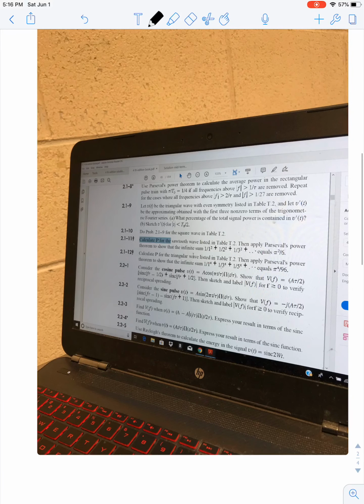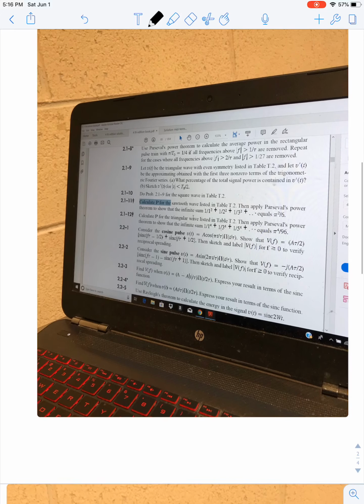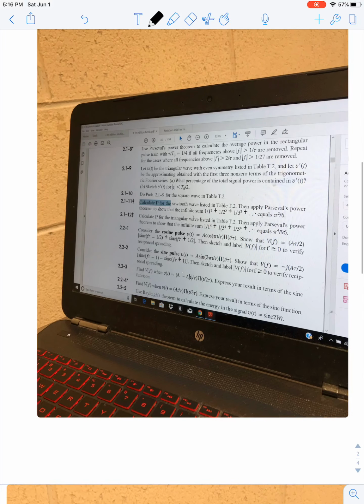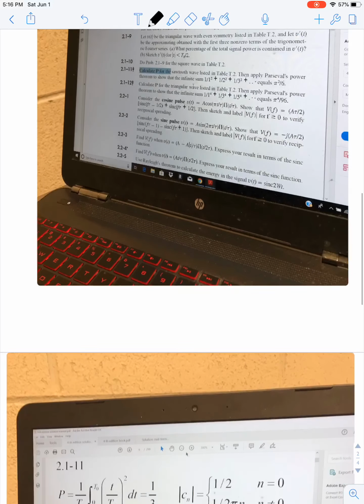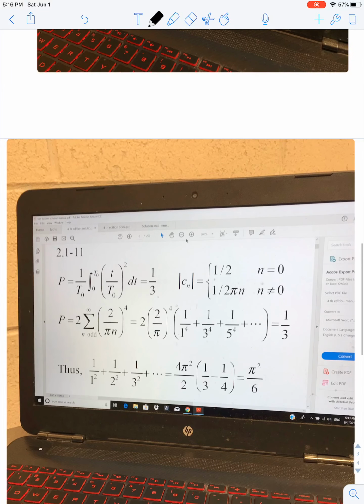Parseval's power theorem to show the infinite sum of 1 over 1 squared, 1 over 2 squared, 1 over 3 squared is equal to pi squared over 6. So where does that come from? Where does that integral come from? Okay, give me a second.